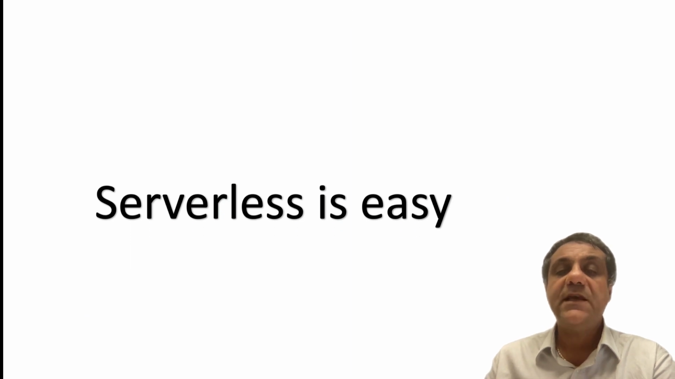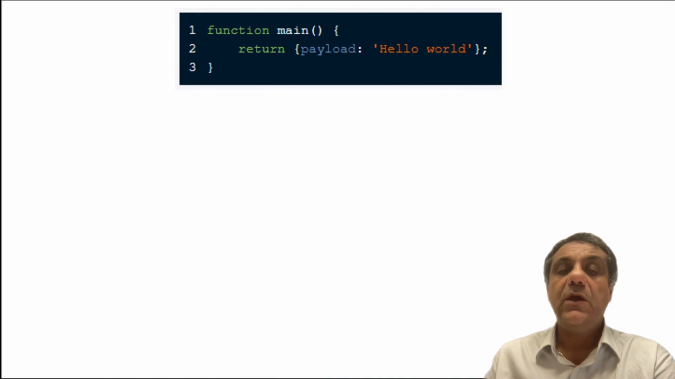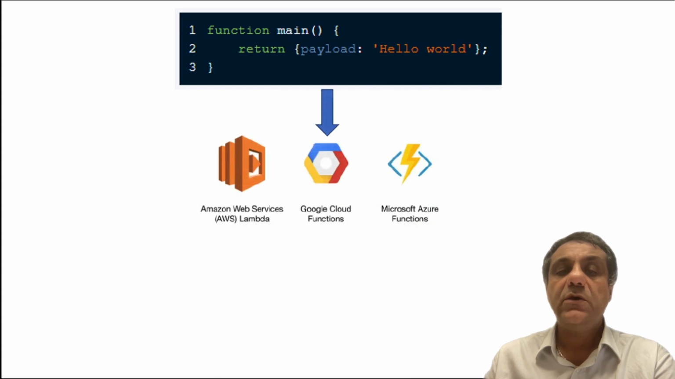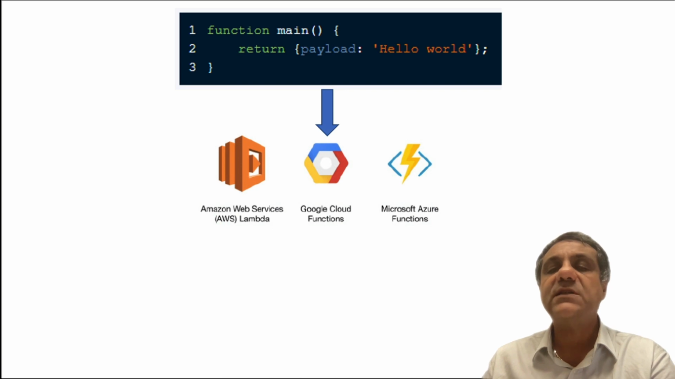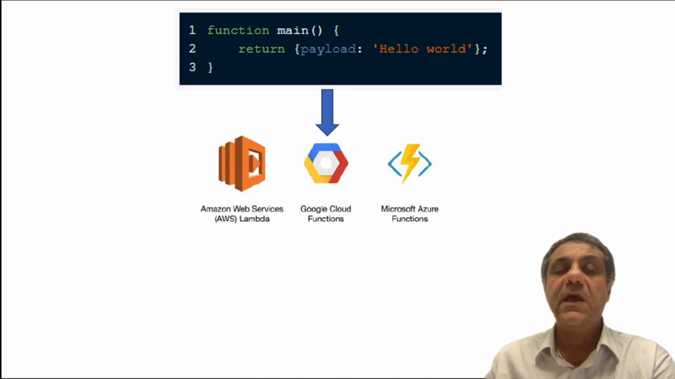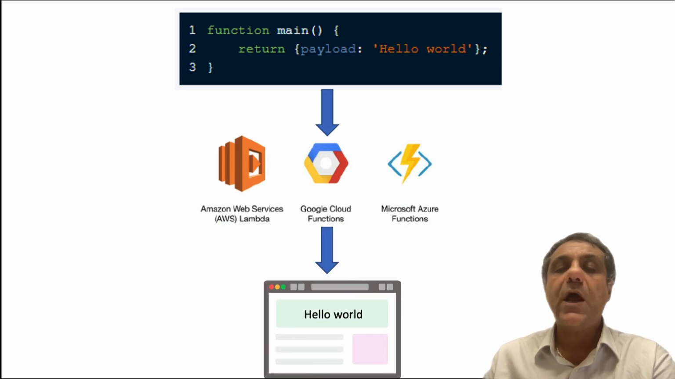On the other hand, serverless is much simpler. Using serverless, you always start with your code. You then send it to a cloud provider supporting functions as a service, like Amazon Lambda, Google Cloud Functions or Microsoft Azure Functions. That is all. Your application will be immediately available.